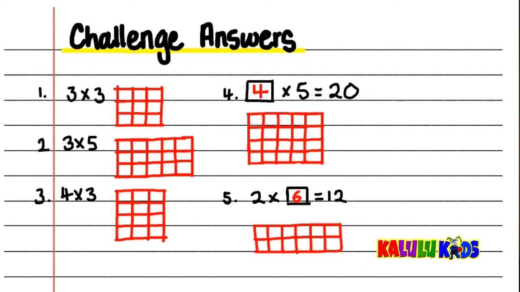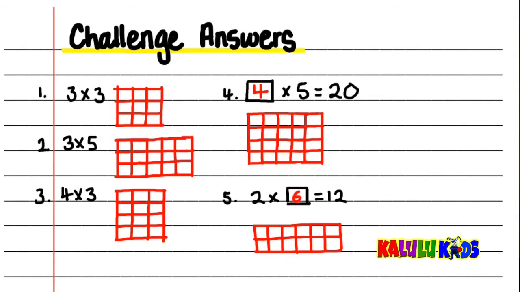Number 2 was 3 times 5, so your array would have 3 rows and 5 columns. And if you counted the total number of objects, it would be 15. Number 3, 4 times 3 would be 4 rows and 3 columns, and if you counted the objects, there would be 12 objects. Number 4 was a bit tricky.